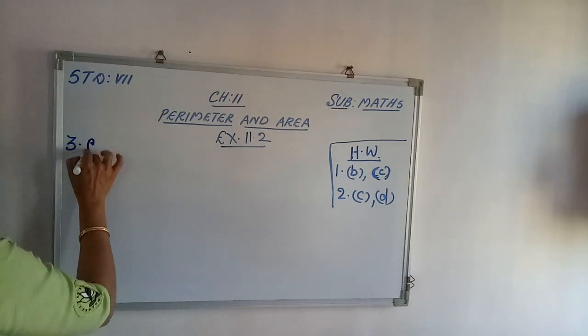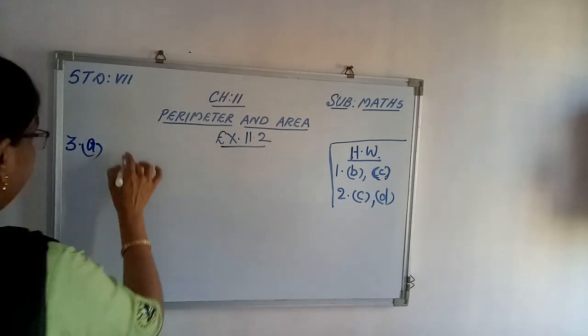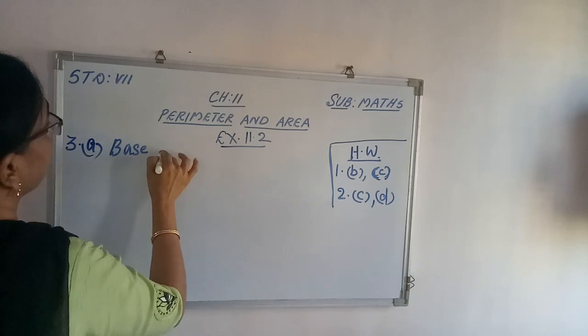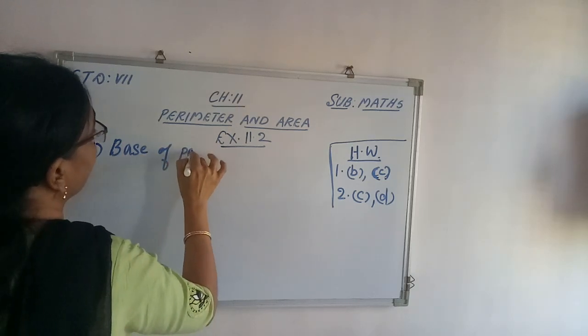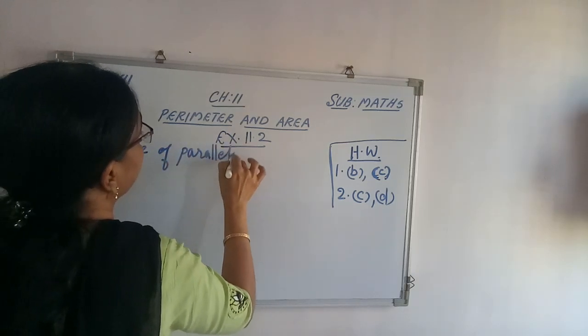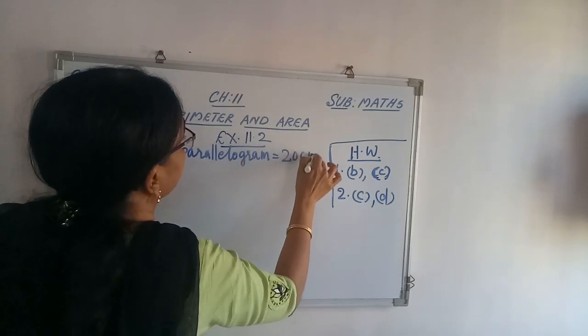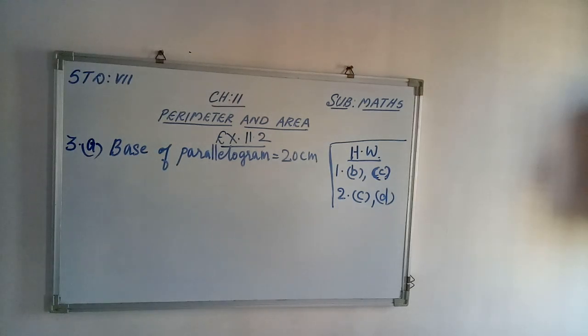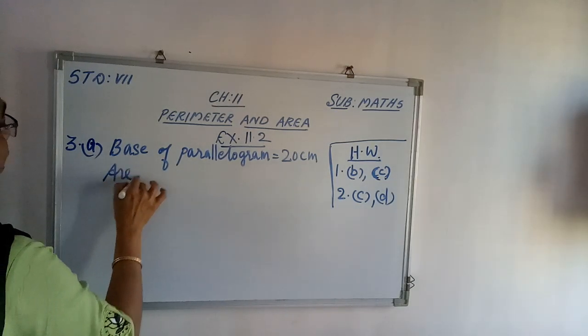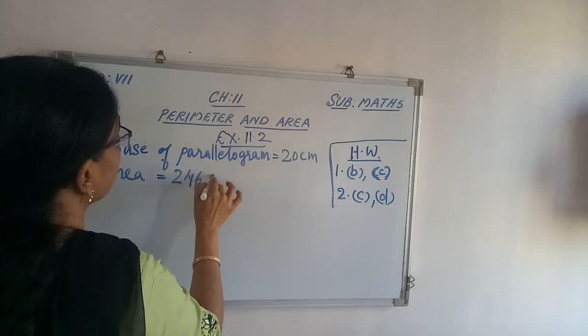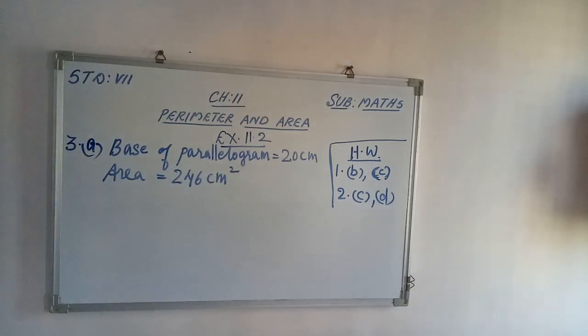third one, A. What is given there? Base of parallelogram is given, 20 centimeter. Now next, area is given. Area is equal to 246 centimeter square. What you are asked to find out is the height of parallelogram.